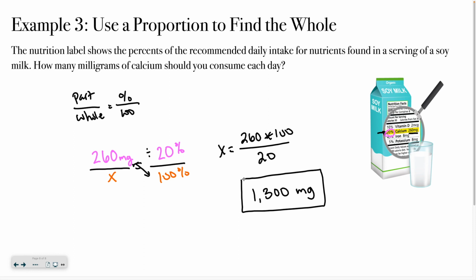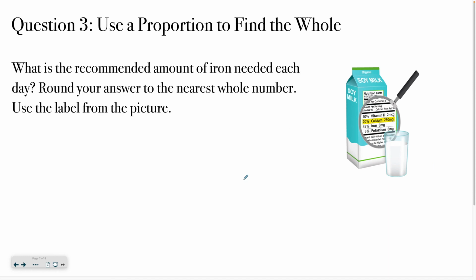If you have questions about that, please be sure to reach out for some help. I'm happy to help you. Now, I'm going to have you do roughly the same thing, but this time we're going to look at iron. What is the recommended amount of iron needed each day? Round your answer to the nearest whole number. You are going to get a decimal, but we're looking for the nearest whole number, meaning no more decimal. And iron, you can see, is located right below the calcium. So go ahead and use that information to solve this problem. Good luck.